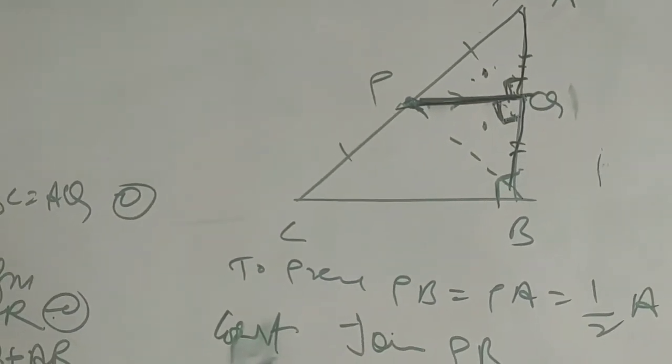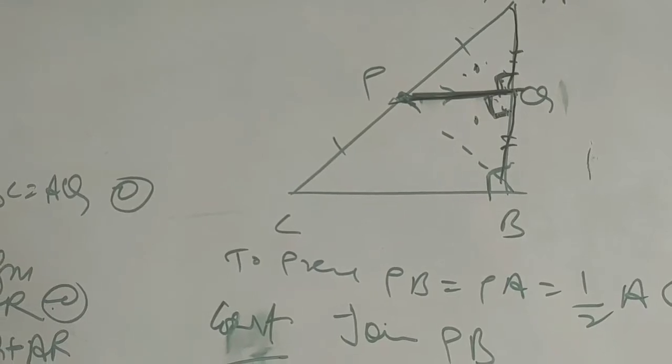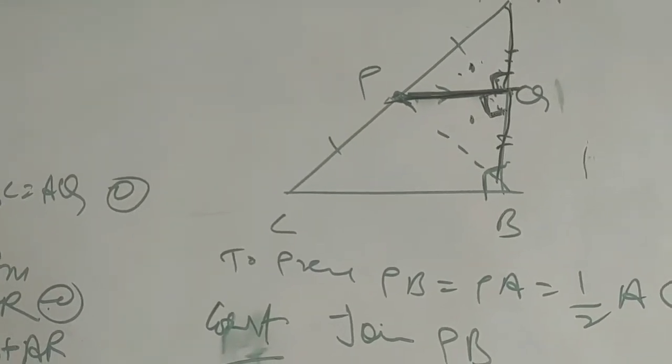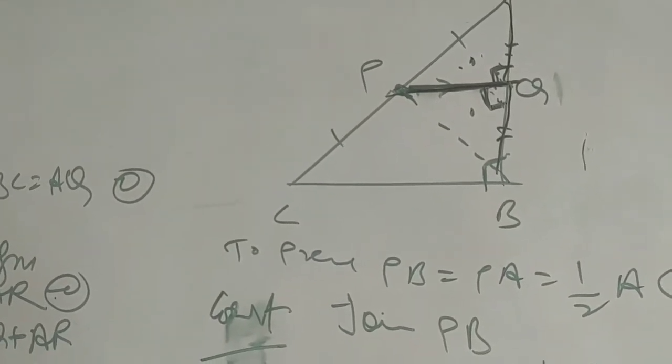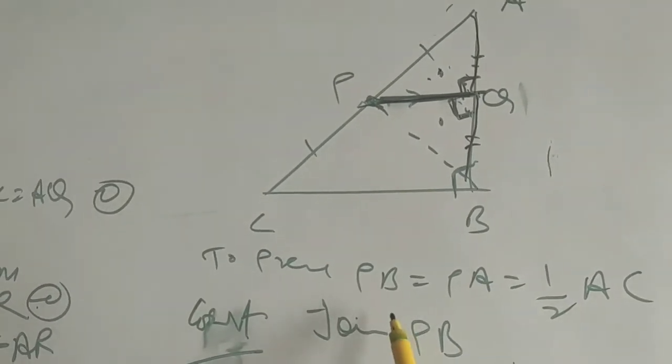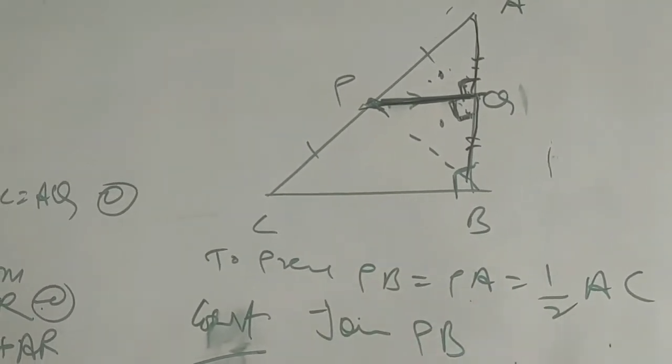If the triangles are congruent, by CPCT we can have PA equal to PB, and we know that if PA and PB are equal, PA will be half of AC.